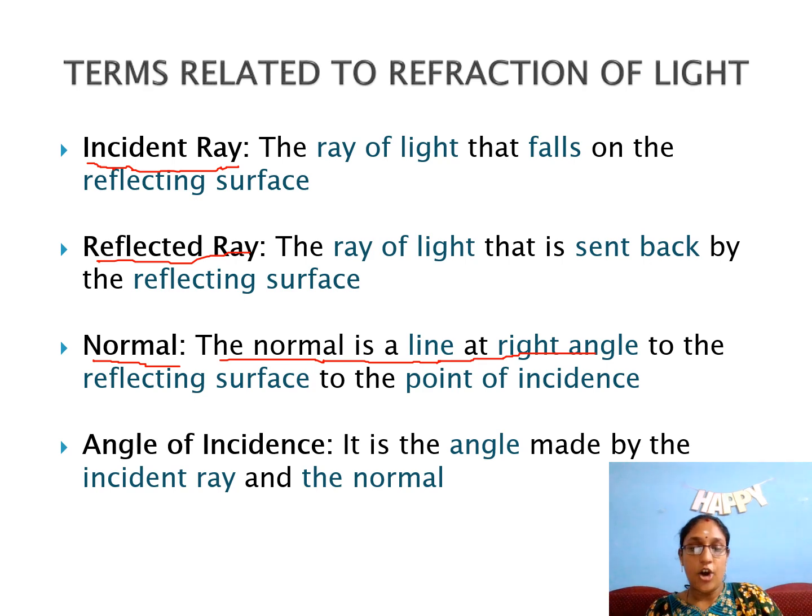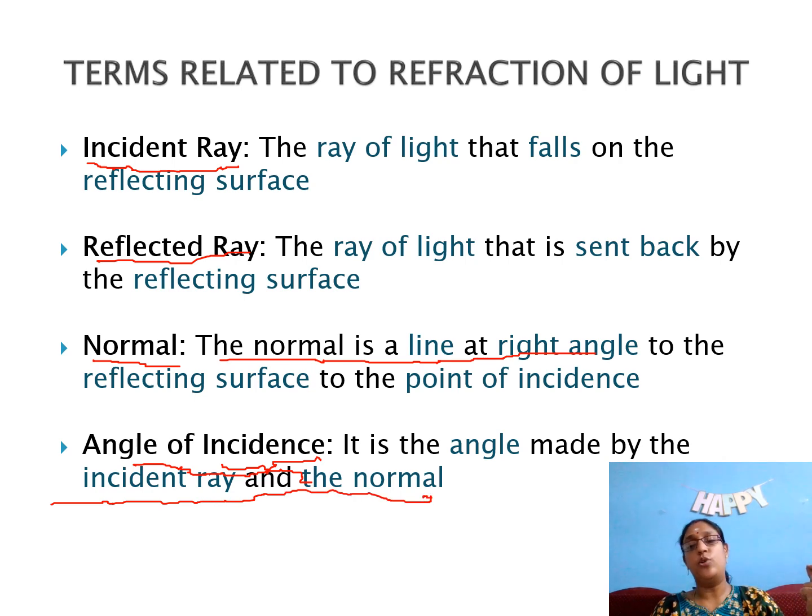Next is your angle of incidence. From the name itself you can get what it is. The light may fall on the reflecting surface at any angle. You can take 30 degrees, 40 degrees, 50 degrees, it may be anything. So what is the angle of incidence actually? It is the angle made by the incident ray and the normal ray. That will be your angle of incidence.